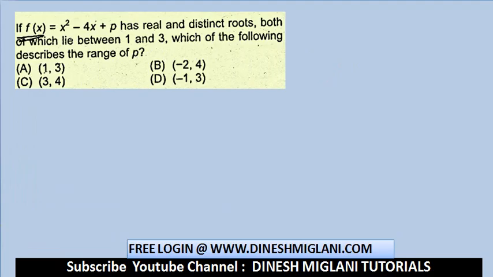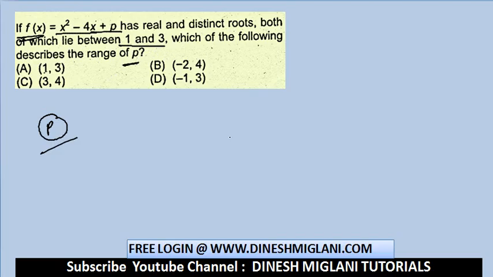f(x) is given to you, x square minus 4x plus p has real and distinct roots, both of which lie between 1 and 3. Both roots lie between 1 and 3. So we have to find the range for p. One thing is clear, when both roots lie between 1 and 3, right? So we have to find the range for p.